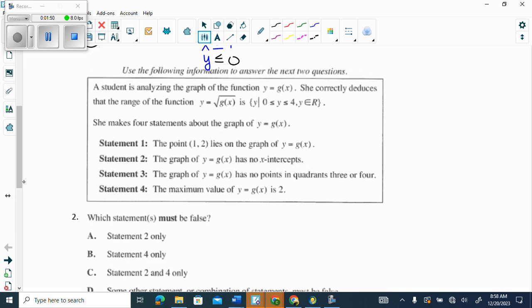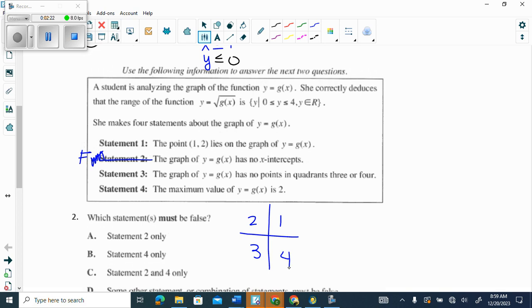The graph of y equals g of x has no x-intercepts. Is that true? X-intercepts would stay the same, correct? And it's from 0 to 4, so that's false. It must be false. False. Statement 3, the graph of y equals g of x has no points in quadrants 3 or 4. 1, 2, 3, 4. The graph of g of x has no points in 3 or 4.